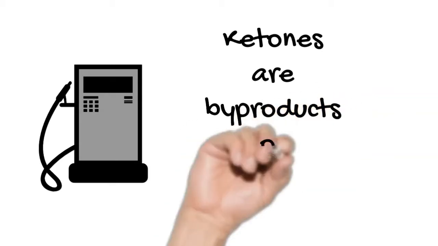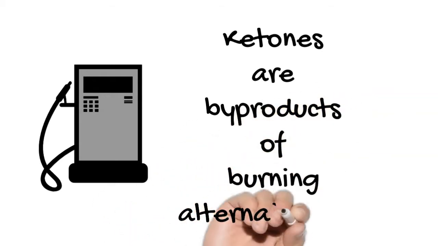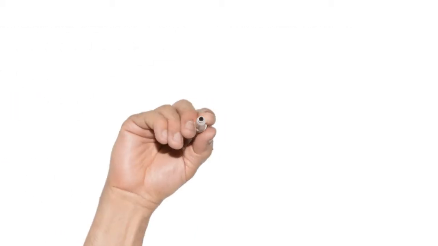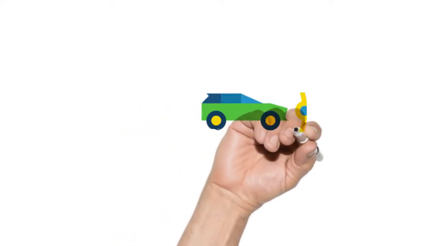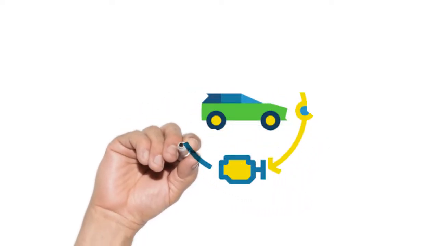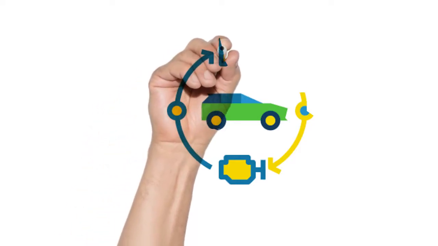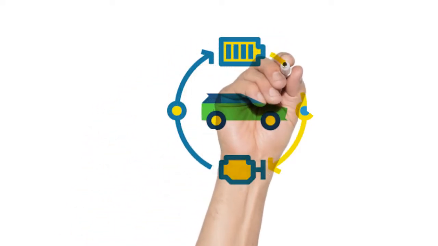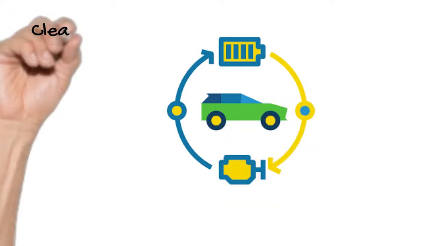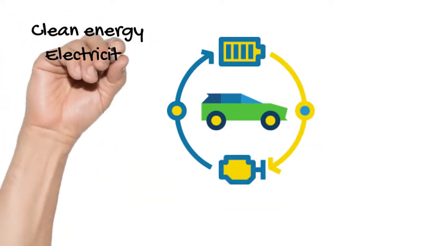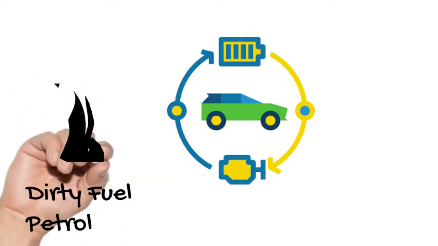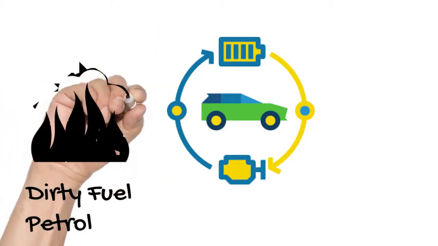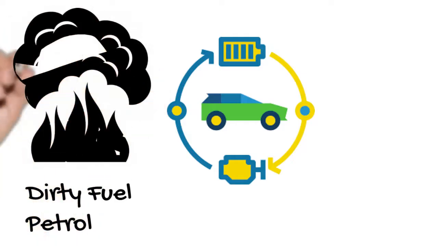Ketones are basically byproducts produced as a result of burning alternative fuel in the body. You can think of a hybrid car which runs on two different forms of energy. One is the clean energy, which is electricity, and the other is the dirty fuel, which comes in the form of petrol or diesel. When the car runs out of electricity, it runs on the alternative fuel, which could be petrol or diesel, and that produces the byproduct, which is smoke.